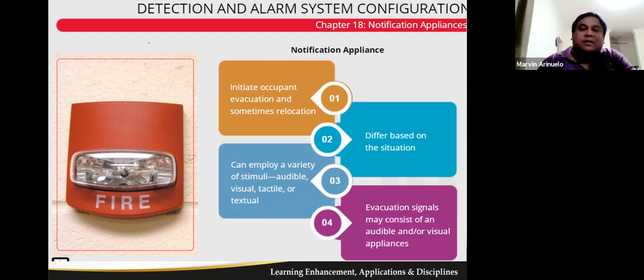Notification appliances can be audible, visual, tactile, or textual stimuli to alert the occupants. Maybe there's a case of fire. And the evacuation signal may consist of audible or visual appliances, horn and strobe, with a distinct audible tone. The speaker can deliver live or pre-recorded instructions to the building occupants.